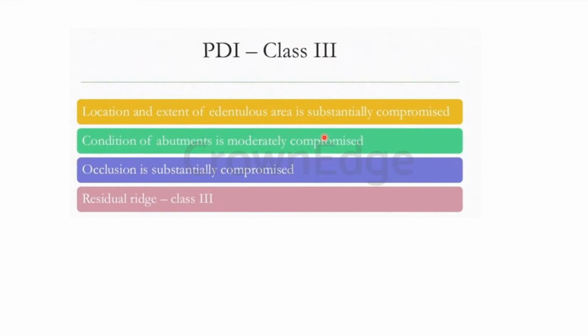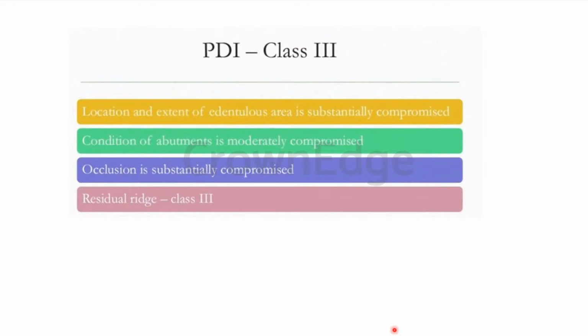Okay, so PDI classification 3, you can see the location and the extent of the edentulous area is substantially compromised. The abutments are again moderately compromised. Occlusion is substantially compromised, and residual ridge is a class 3. Seibert's classification class 3 refers to loss of both ridge height and ridge width. Both of them are gone. However, what is different from 2 is that it is substantially compromised with regards to the location and the extent, and also the occlusion is compromised.